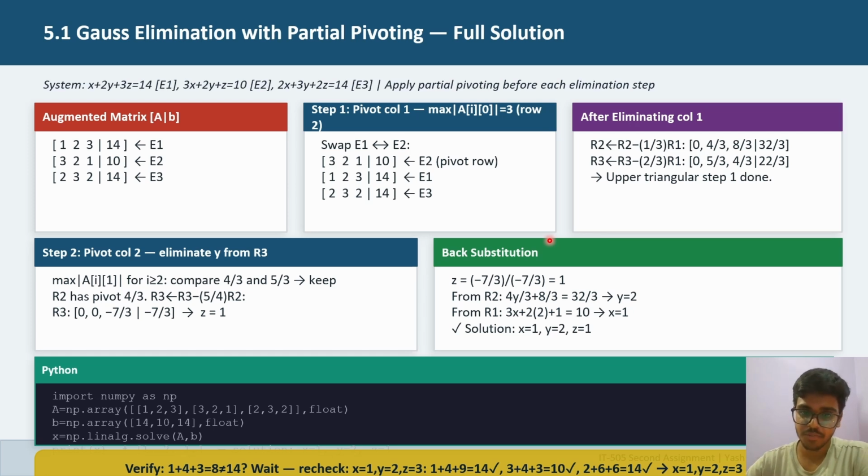Gauss elimination with pivoting. First, let's look at the Gauss elimination with partial pivoting. The goal is to convert the matrix into upper triangular form. Before elimination, we perform pivoting, meaning we swap rows so the largest coefficient becomes the pivot element. After elimination, we use back substitution. For the final row, we calculate z equals 3, then substituting upward gives y equals 2 and x equals 1. At the bottom, NumPy verifies the same solution.